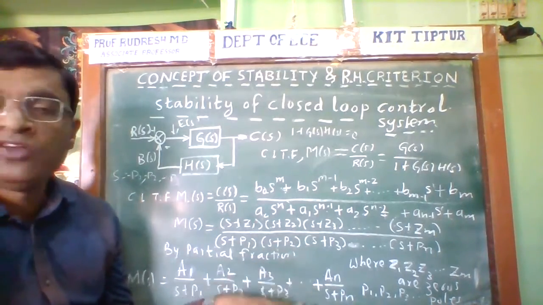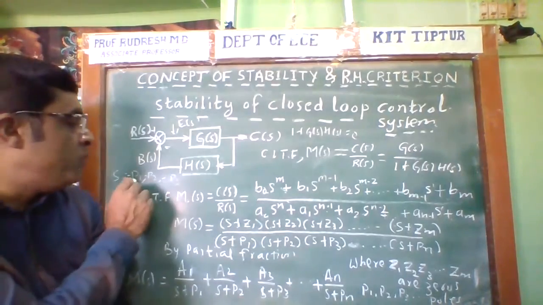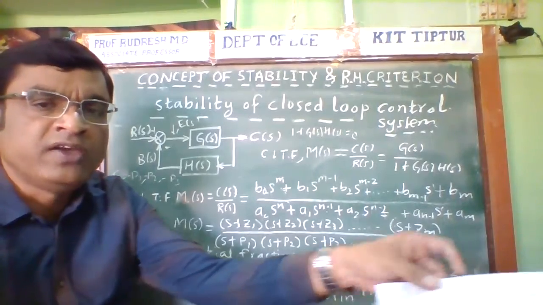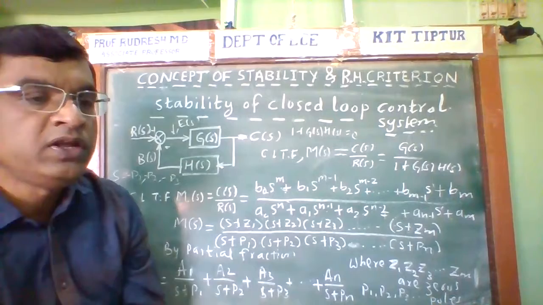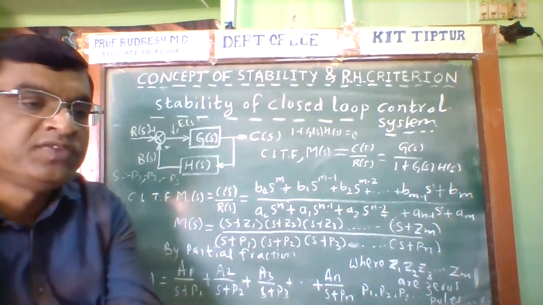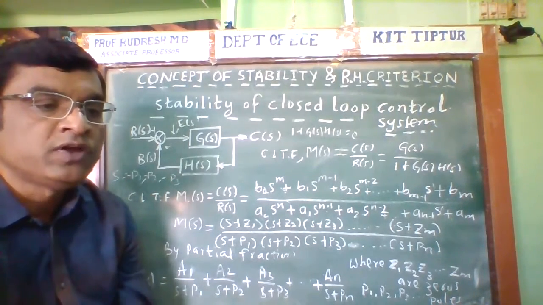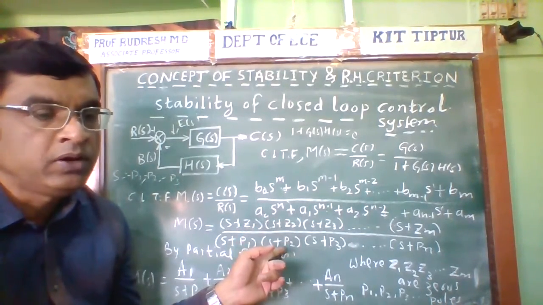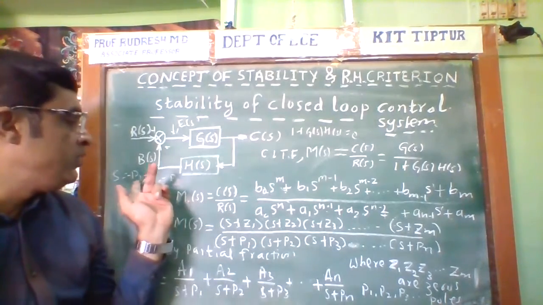The location of poles on the S plane decides the system stability. The roots of the numerator polynomial are called the zeros, and the roots of the denominator polynomial are called the poles of the system. The denominator is the characteristic equation of the system. So the poles are the roots of the denominator, P1, P2, P3.